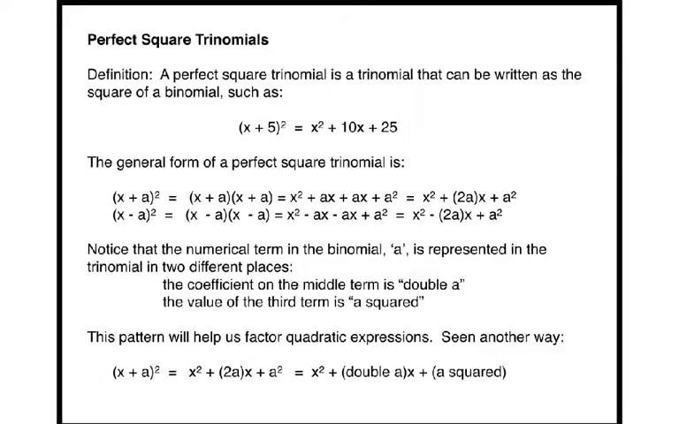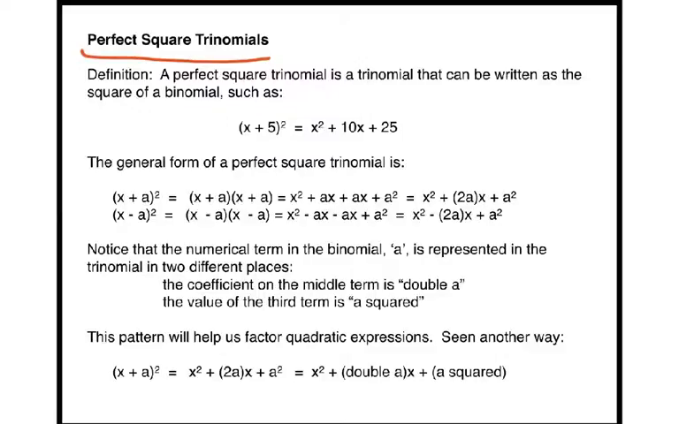This lesson is about perfect square trinomials. Let's review some definitions. A perfect square trinomial is a trinomial that can be written as the square of a binomial, such as x plus 5 squared equals x squared plus 10x plus 25.